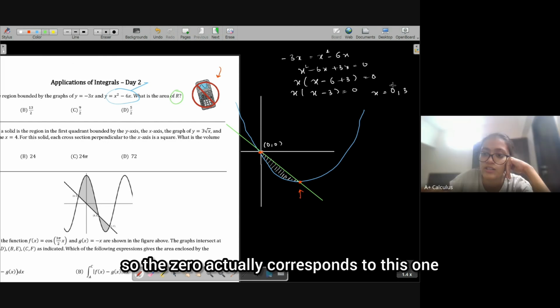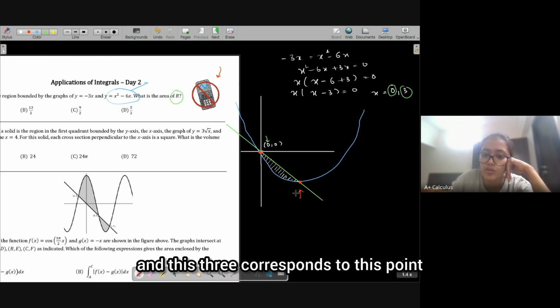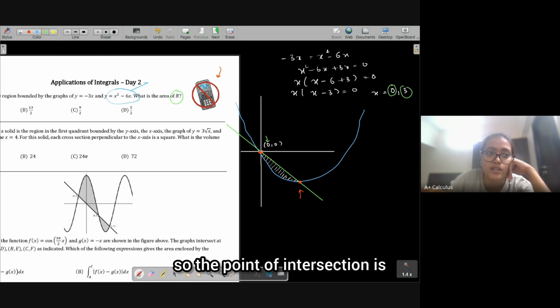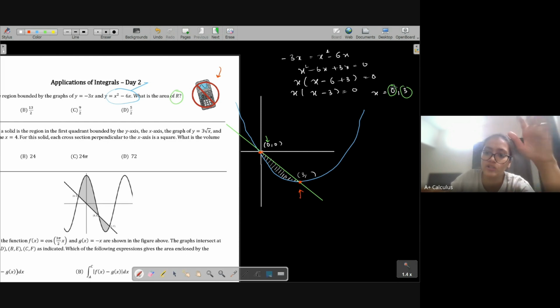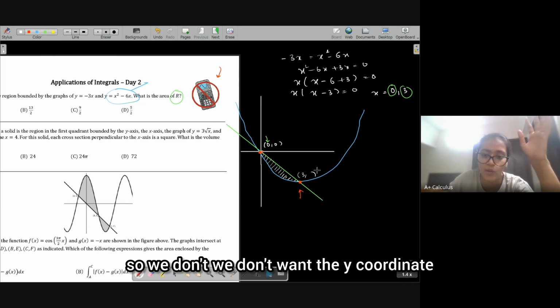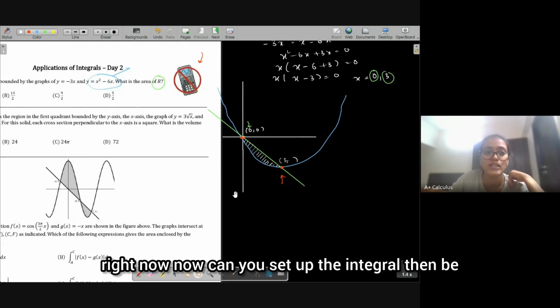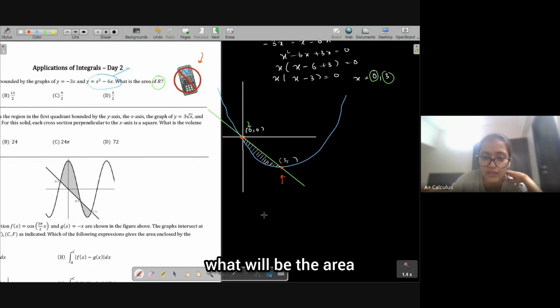So this 0 corresponds to this one, and this 3 corresponds to this point. So the point of intersection is 3 comma. Well, you don't actually need the y coordinate right now. Now, can you set up the integral then, Veer? What will be the area?